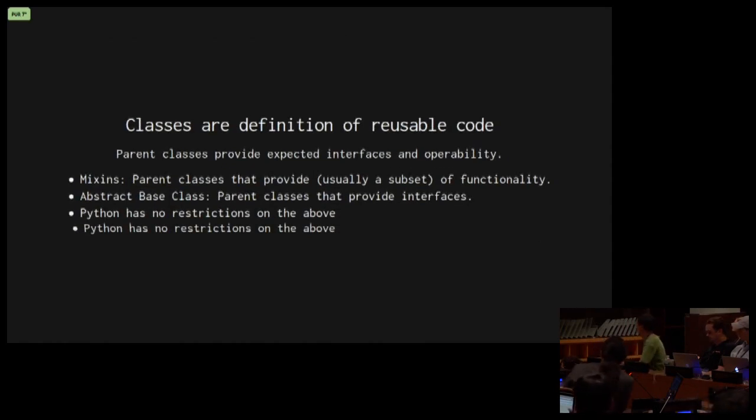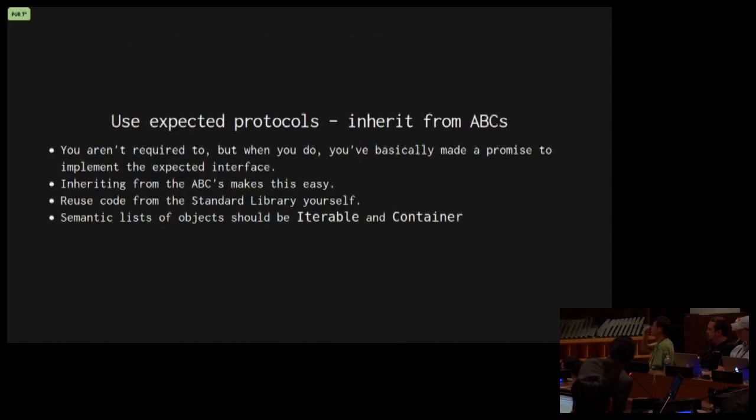Classes are the definition of reusable code. Parent classes provide expected interfaces and operability. Mixins provide functionality. Abstract base classes provide interfaces. Python has no restrictions on the above. Sorry for the graphic glitch.